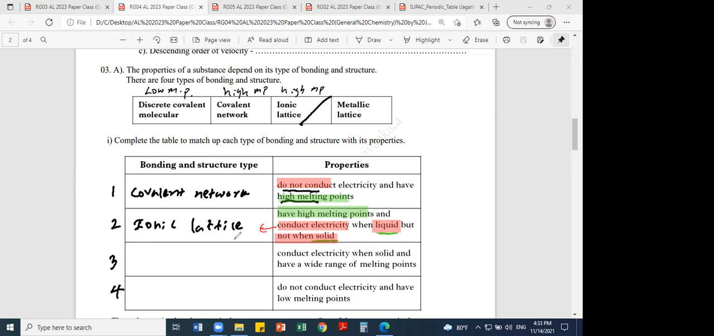Number 3, what? Conduct electricity when solid and have wide range of melting point. Conduct electricity when solid. It doesn't mean the liquid form cannot also conduct electricity, right? They have not given only the solid form. Solid also conducts electricity. Then it can't be ionic. Ionic not possible. Covalent network also not possible. Then it should be metallic lattice.